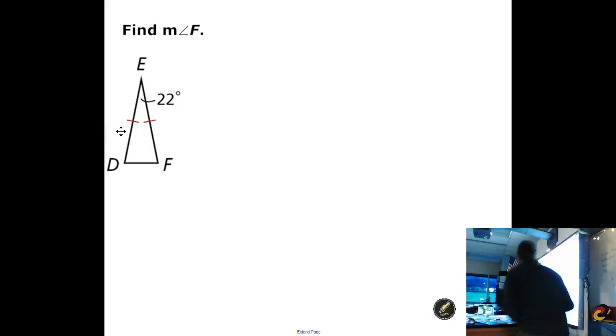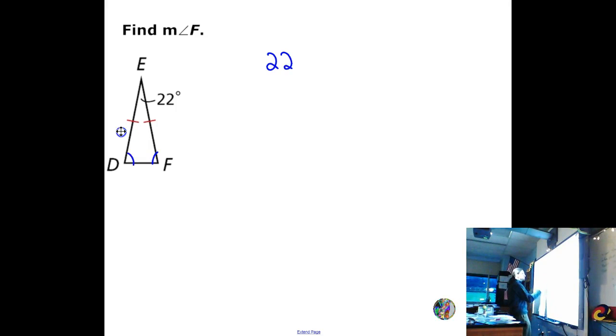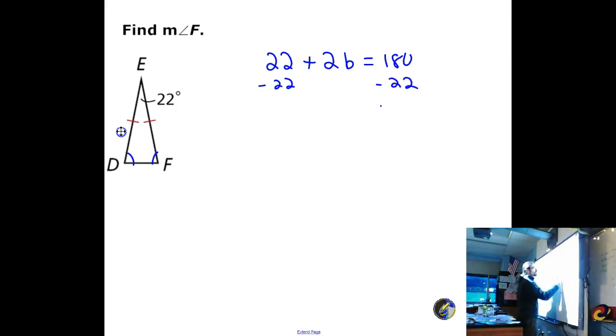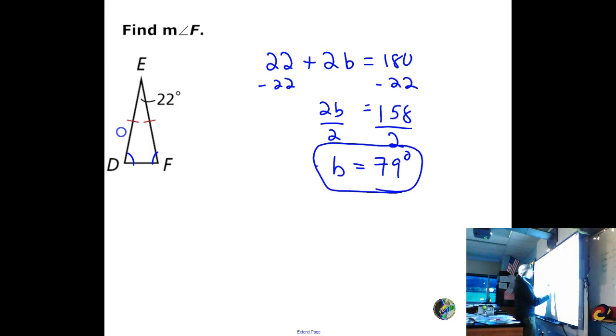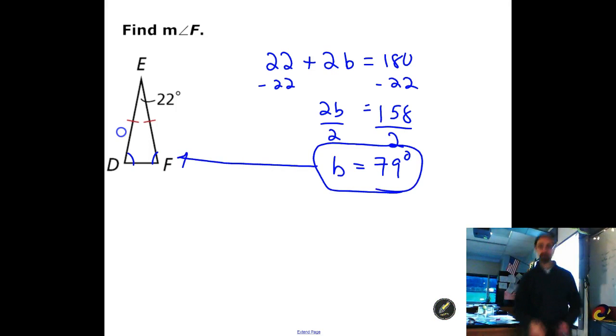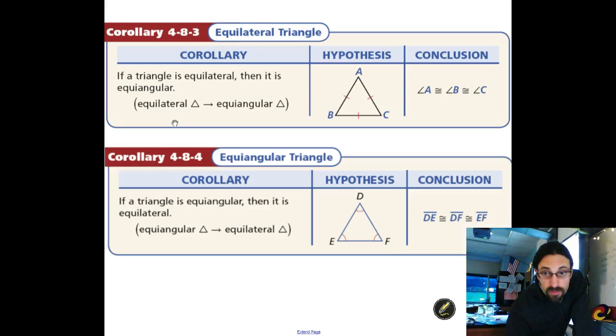In this problem here, if this top angle is 22, and I know these two angles have to be the same, 22 plus 2B, let's just use B for base angle, equals 180. Well, let's subtract 22 from both sides. So that would be 158 equals 2B. Divide by 2. Divide by 2. And that gives B equals 79 degrees. So my base angle here is 79 degrees. I just have a couple more slides and just a couple more minutes.